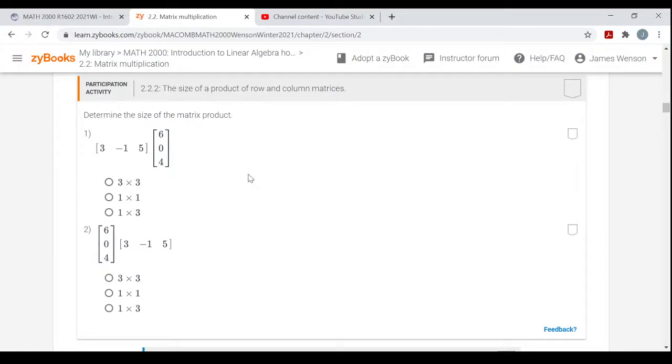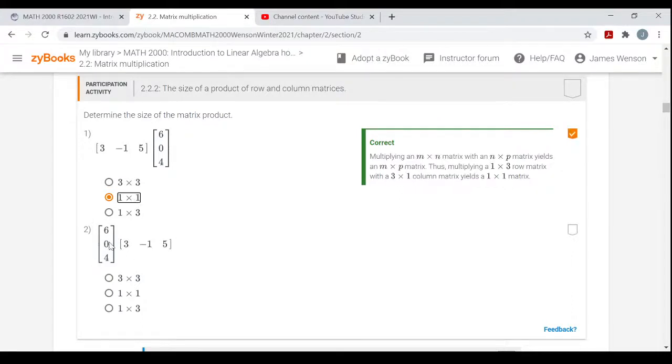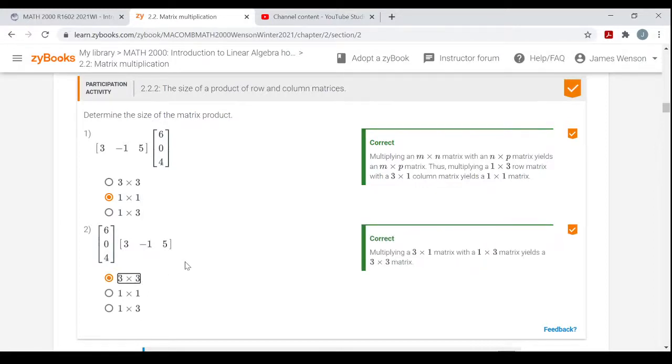All right, and then here, determine the size of the matrix product. This is a 1 by 3 times a 3 by 1. So those inner numbers are 3's, the outer numbers are 1's. This will end up being a 1 by 1 matrix. But this is a 3 by 1 times a 1 by 3. Those two outer numbers are 3s. This will end up being a 3 by 3 matrix.